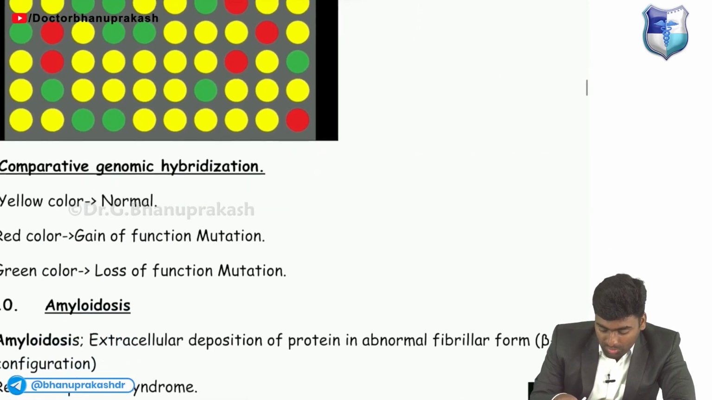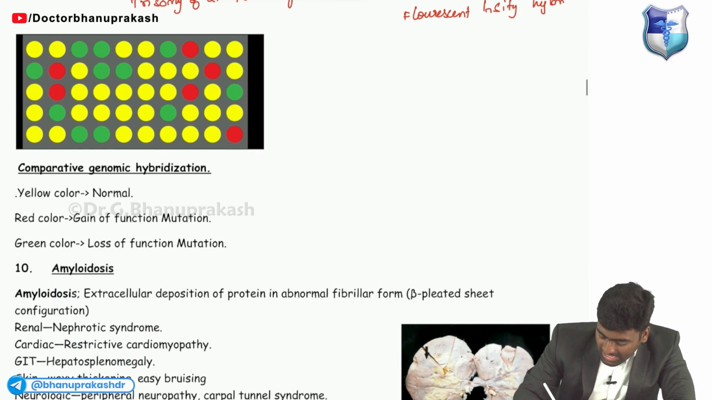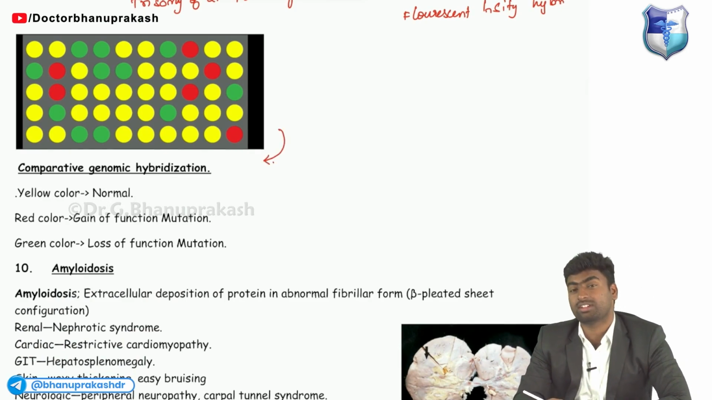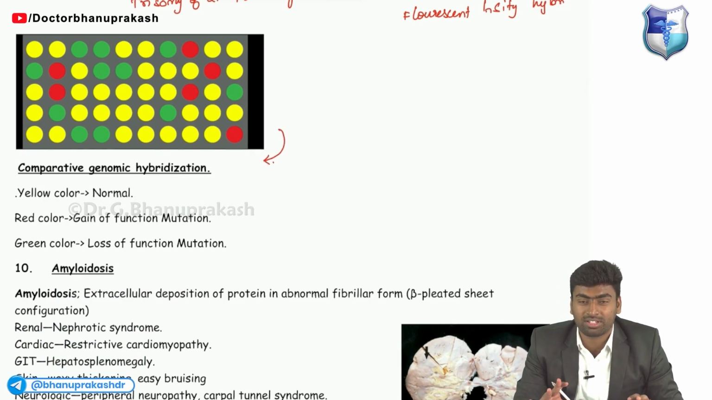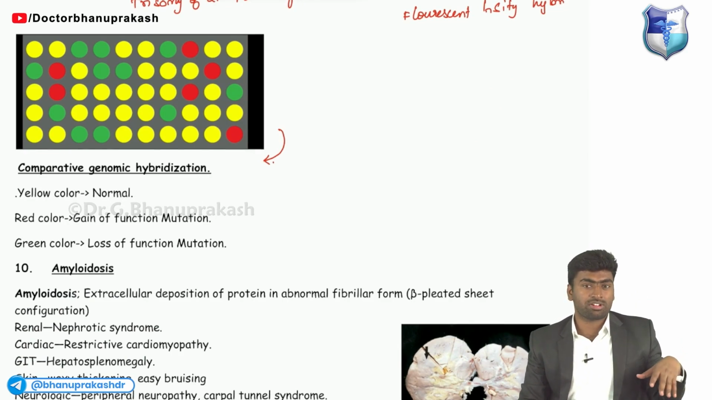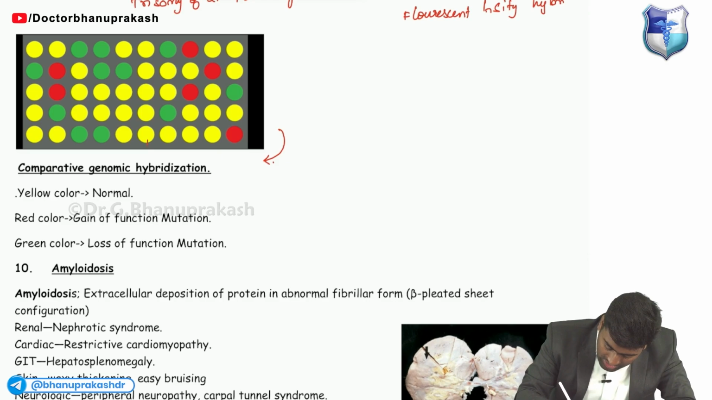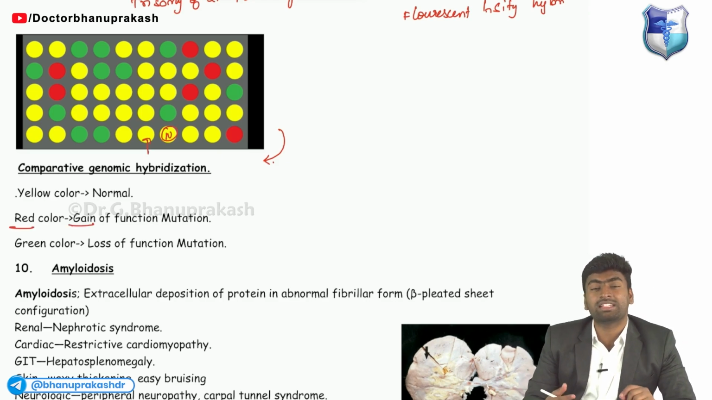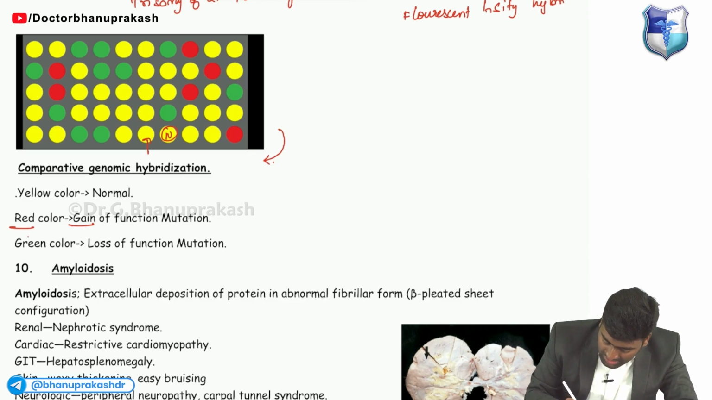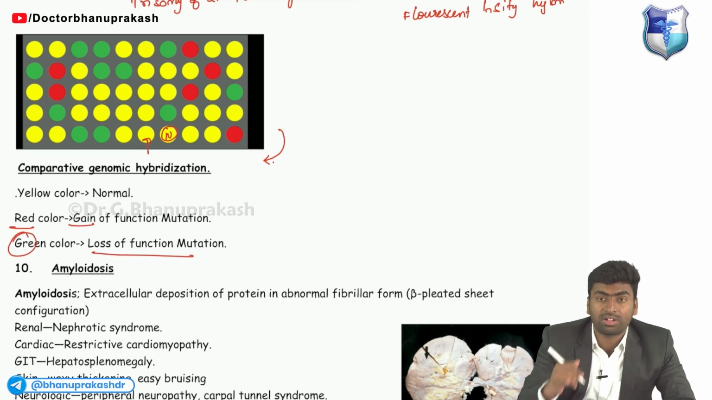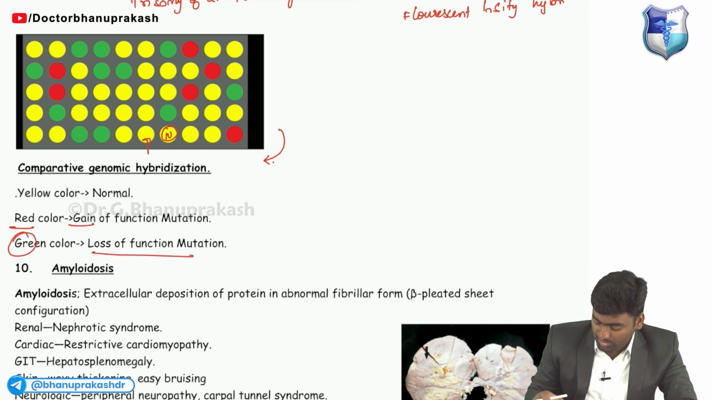And next, we have one more technique, which is known as comparative genomic hybridization. In comparative genomic hybridization, we compare with normal individuals whether there is a loss of gene or a gain of gene. Remember, the yellow one is the normal one. Whereas the red one is the gain, and the green one is the loss of function, right?